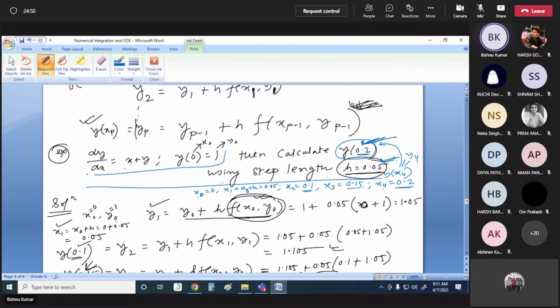Yes, sir. Clear? Okay, that is the idea I am telling you. By watching the step length, you have to decide how many iterations you have to perform. It will be given to you in the question. Suppose I ask a rough question here: if h equals 0.1 is given to you, then how many iterations do you have to perform for this same question?